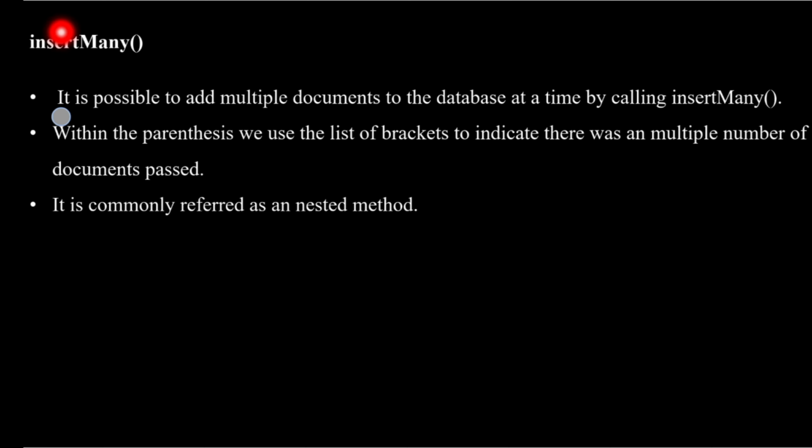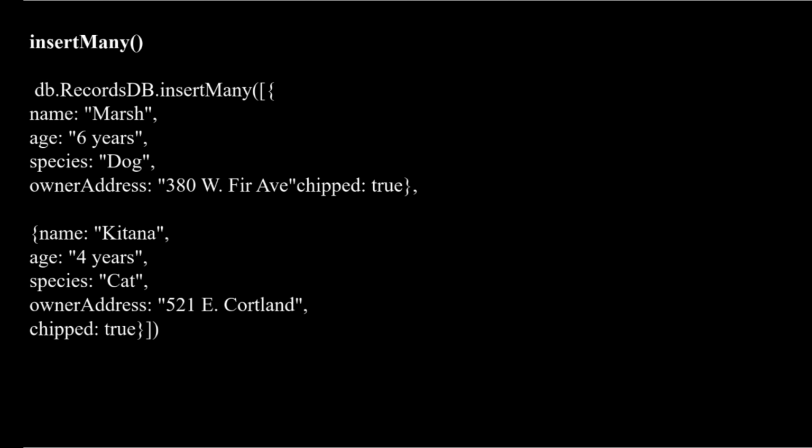The second one is insert many, which can be used in a database to add multiple documents at a particular time. Those multiple documents are separated by commas, and it is also called the nested method. Okay, let us see the example for this.